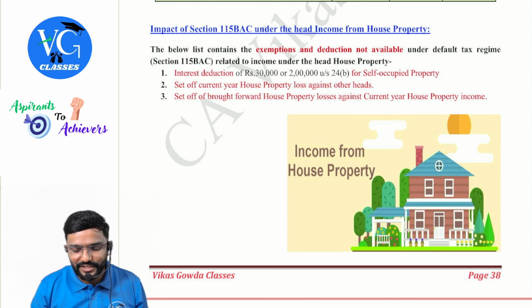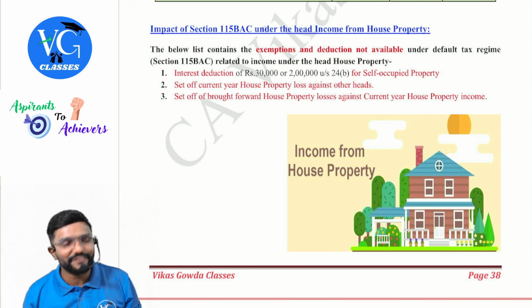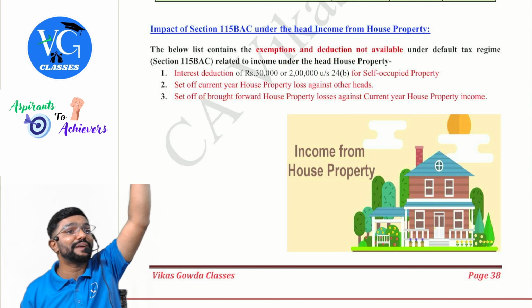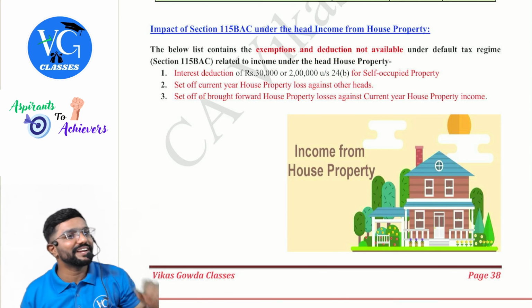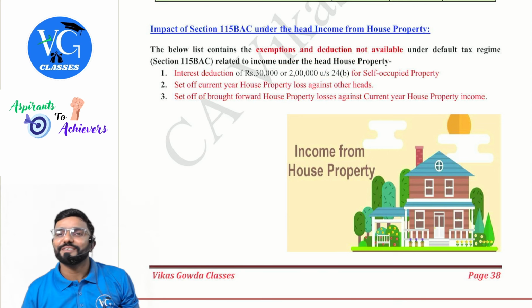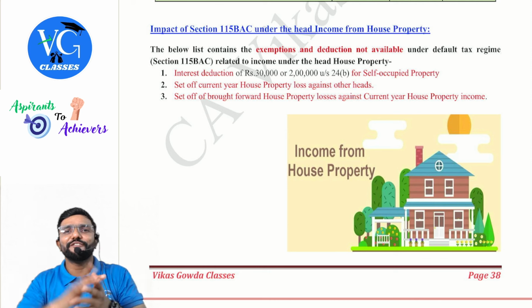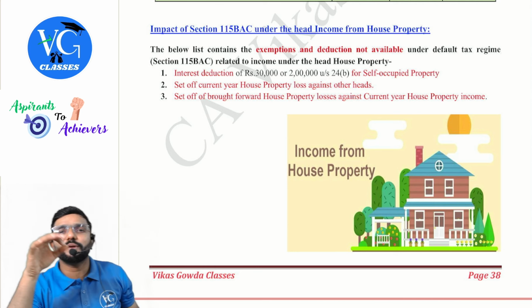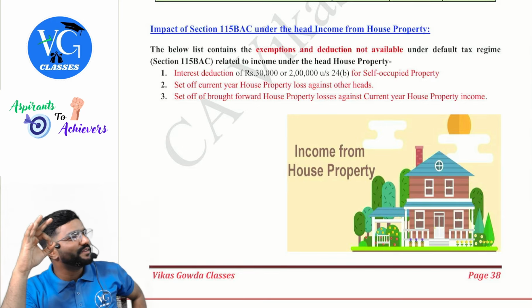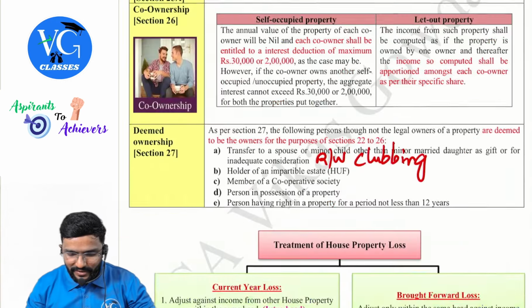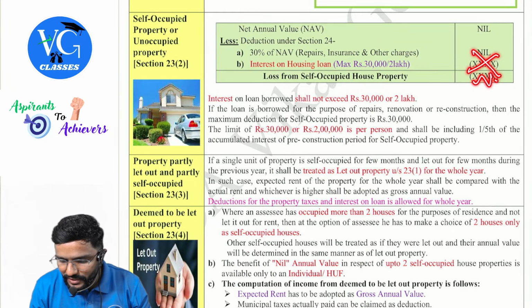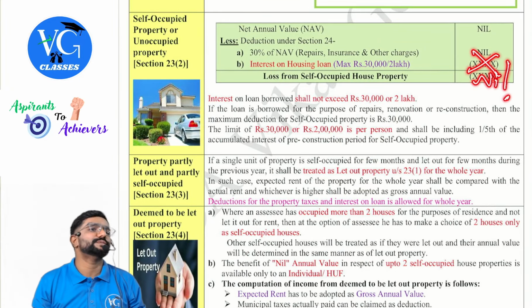Interest deduction 30,000 or 2 lakh under section 24B for self-occupied property. Sir, you told self-occupied property interest I can claim maximum 30,000 or 2 lakh. If you are under default, blocked. Guys, come on. If you are under a default scheme, always income from self-occupied property will be nil. This figure will always be nil, because this is not allowed.